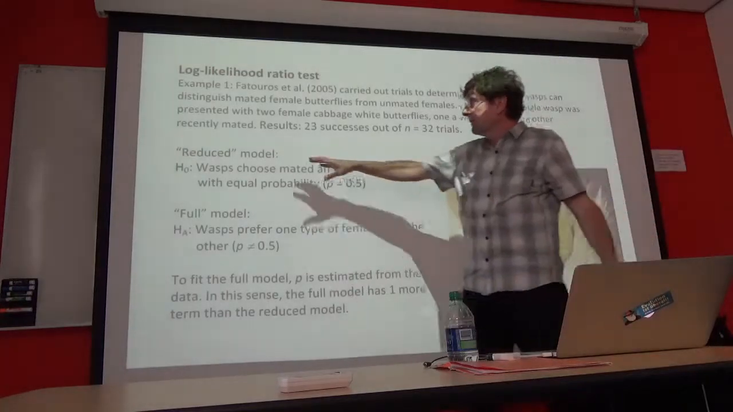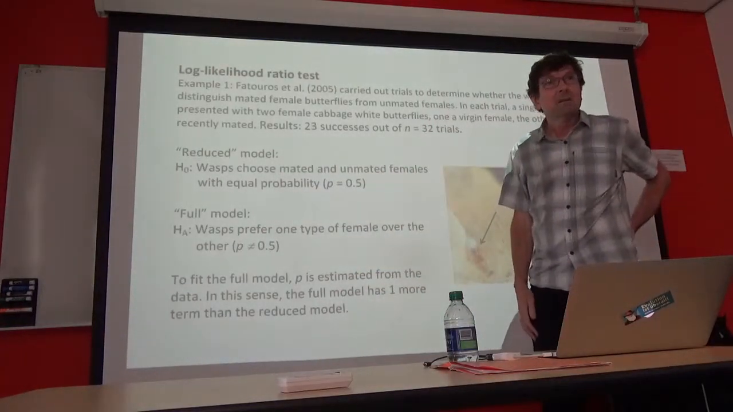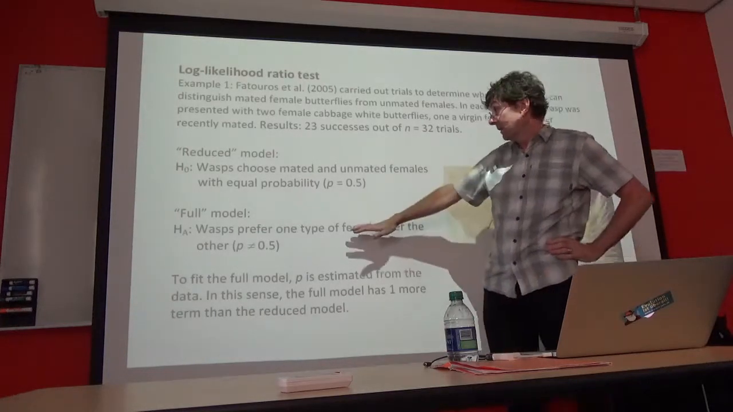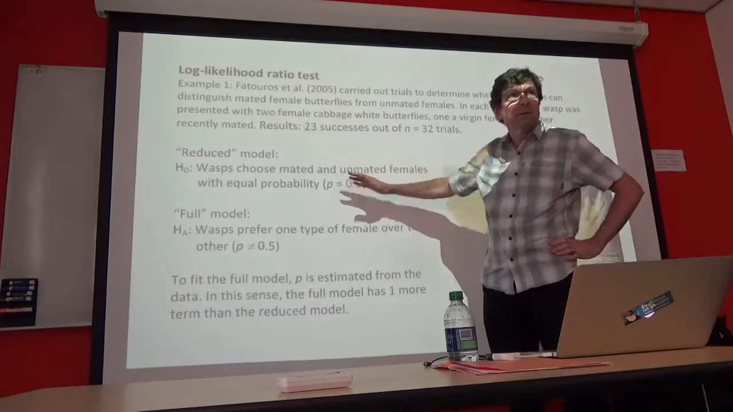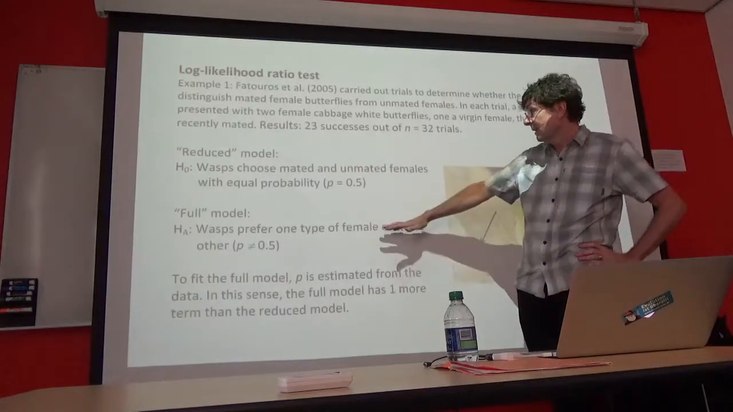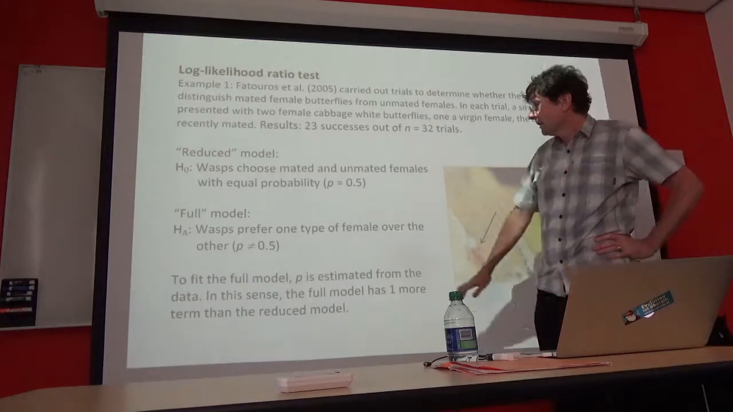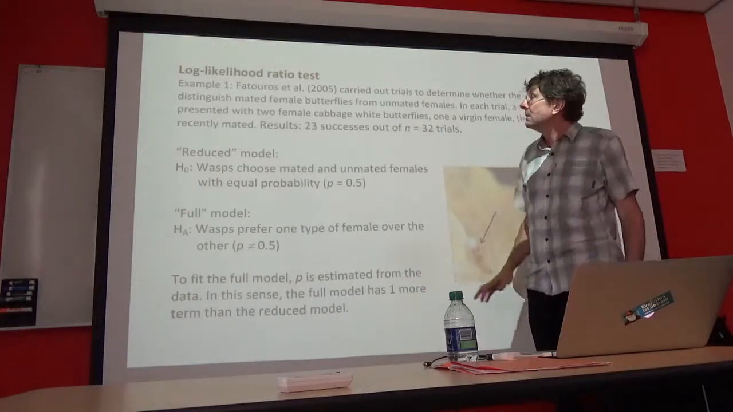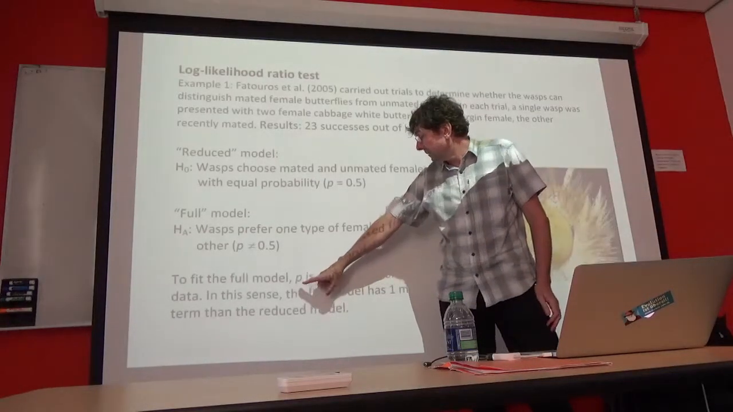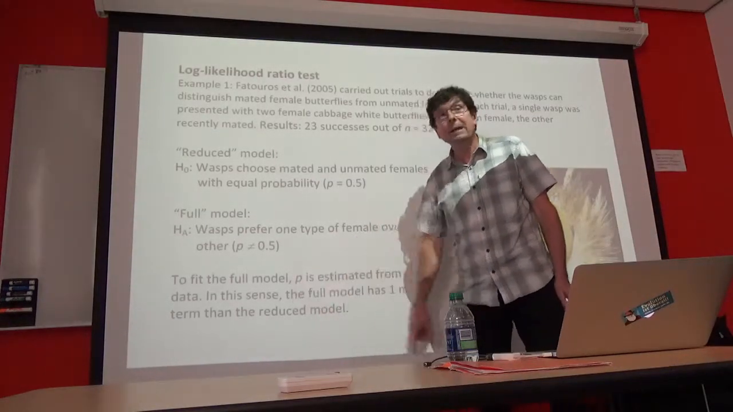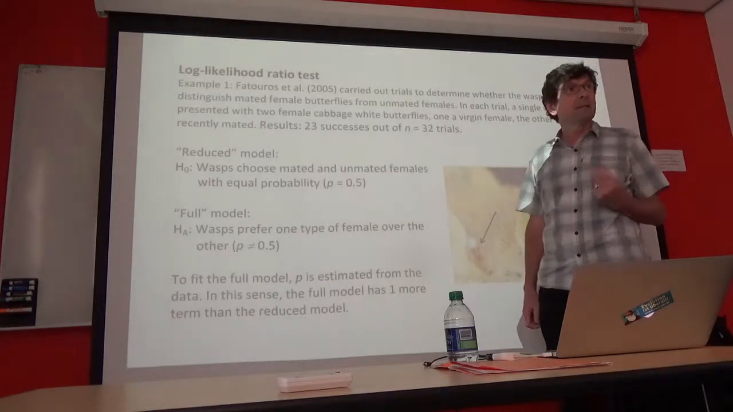So anyway, we're going to call this the reduced model and the full model. And again, it's just like the ANOVA method that we used before. This model has a term in it which is missing from this one. This is essentially the effect of treatment. To fit the full model, to calculate the likelihood of the full model, we calculate the likelihood of P when it is fixed at the maximum likelihood estimate.